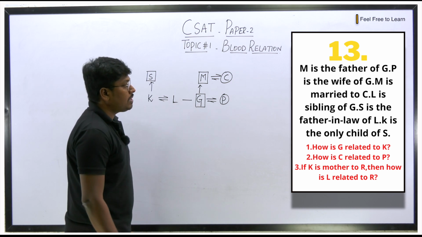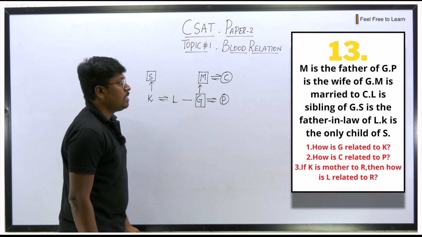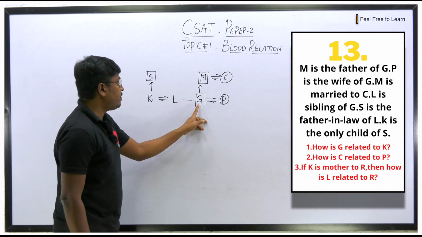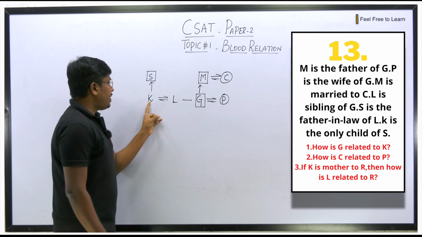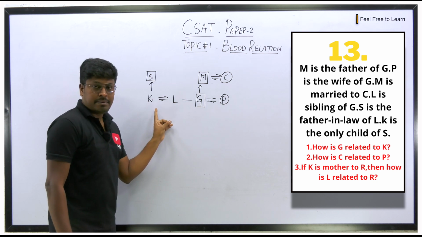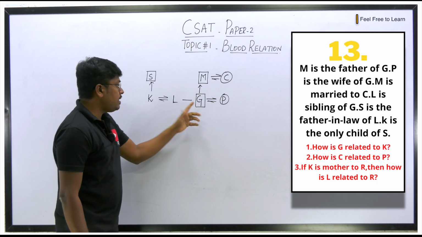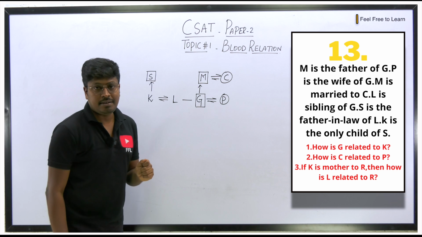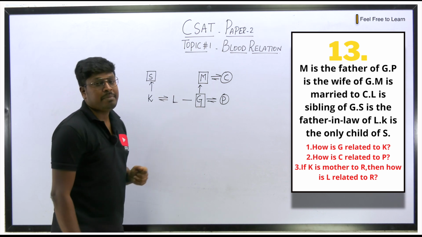Okay, so let me move on to the next point. So how G is related to K. So from K, our target is to find what is the relation of G. So K and L will be the married couple, right? So L's brother is G. So we can say that from K, the relation of G will be brother-in-law. So the answer for this question will be brother-in-law.